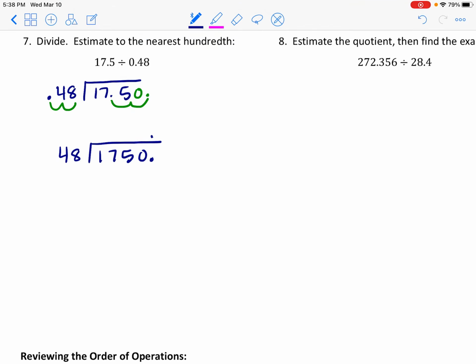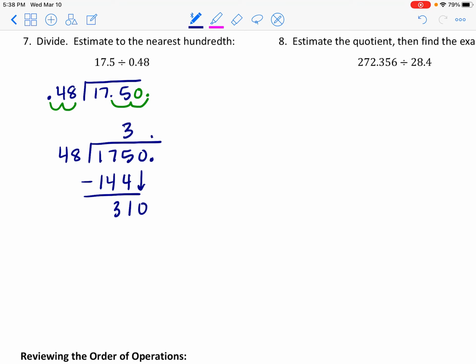48 into 175. 4 is going to be too much, so let's go with 3. 3 times 8 is 24, so I carry the 2. That's 12, 13, 14. If I subtract, I'm going to have 31 left over, so I know I did good on the 3. And then I'm going to bring down my 0.